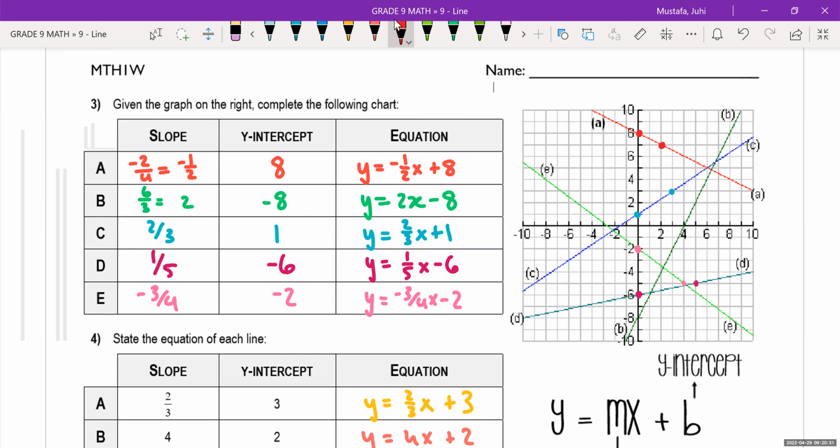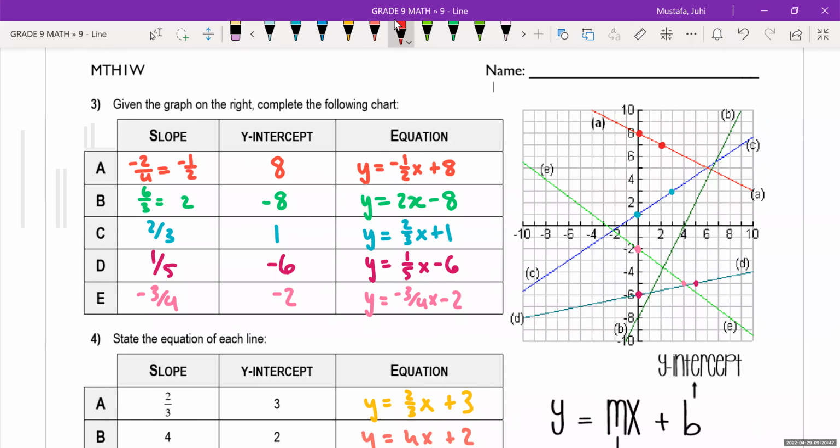And then literally you take your slope and your y-intercept, you glue everything together to get y is equal to -0.5x plus 8. For question B, I got a slope of 2 and a y-intercept of -8. Did you guys get that as well? Yep, so y is equal to 2x minus 8.